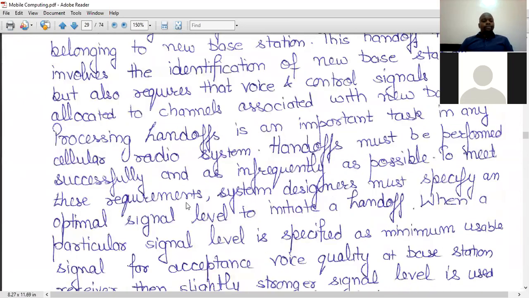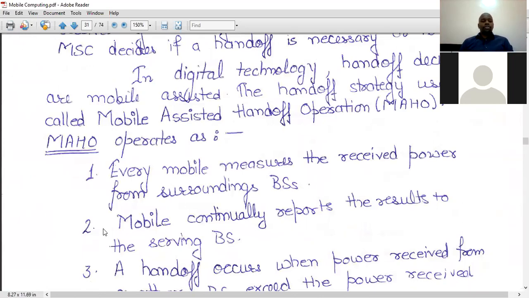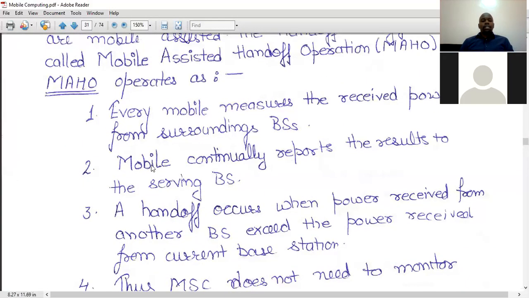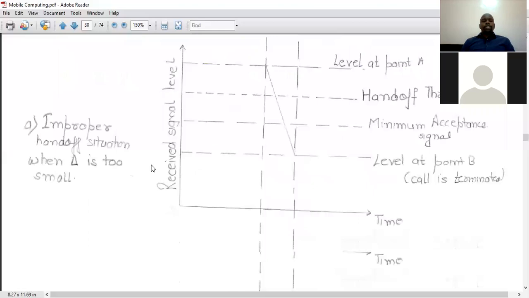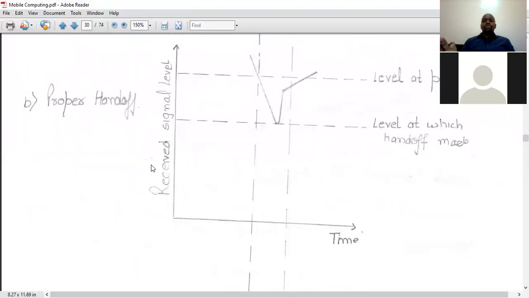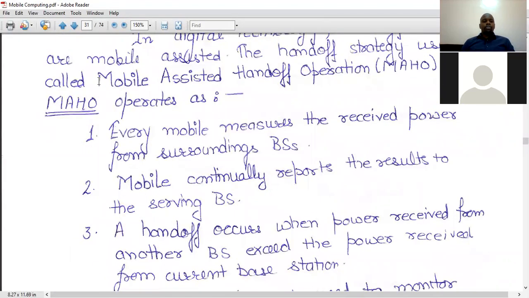All right, so there is a handoff strategy that is normally used to do all this, and that handoff strategy is called the MAHO strategy. Now, this MAHO strategy is not a type of handoff. It's a strategy that is used regardless of the type of handoff that occurs. Now, MAHO is basically the acronym for Mobile Assisted Handoff Operation.